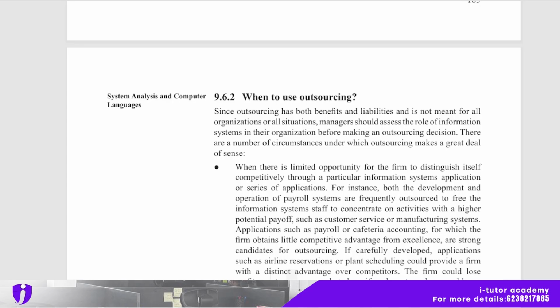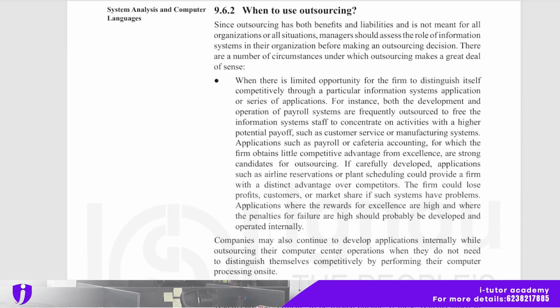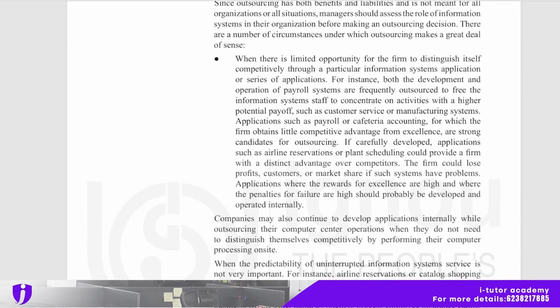Since outsourcing has both benefits and liabilities, and is not meant for all organizations or all situations, managers should assess the role of information systems in their organization before making an outsourcing decision. And there are a number of circumstances under which outsourcing makes a great deal of sense. So, when there is limited opportunity for the firm to distinguish itself competitively through a particular information system application or series of applications.